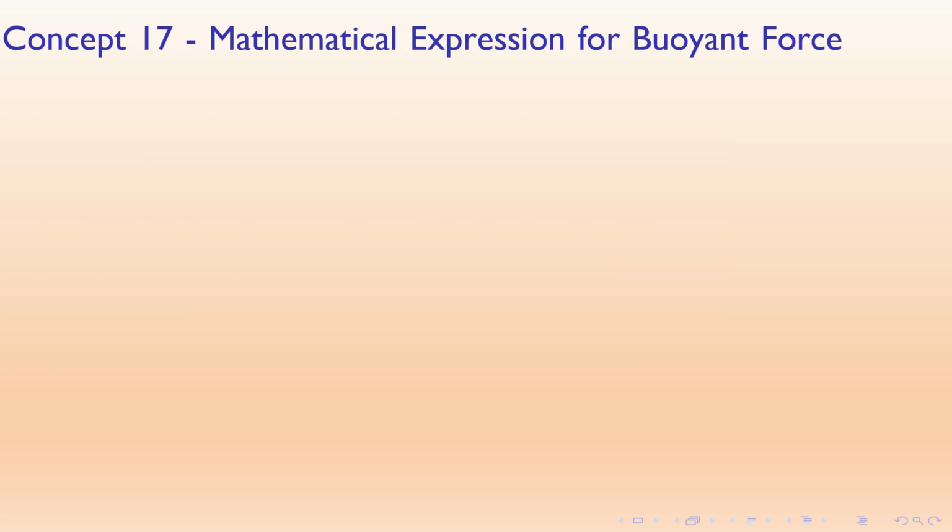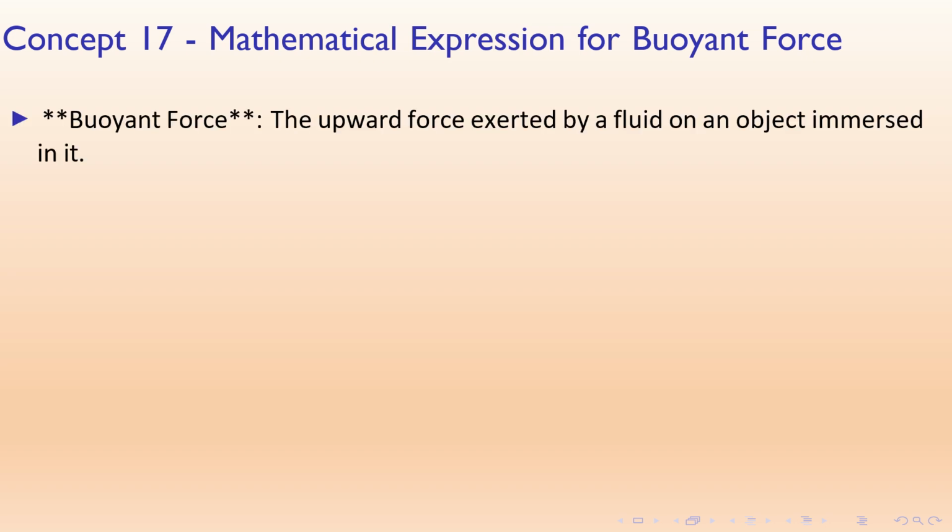Let us see the mathematical expression of buoyant force. So as you already know, buoyant force means the upward force exerted by a fluid on an object which is immersed in it. Means as I already said, the liquid will act with some force on the object immersed in it to push it up. So this upward force is called buoyant force.